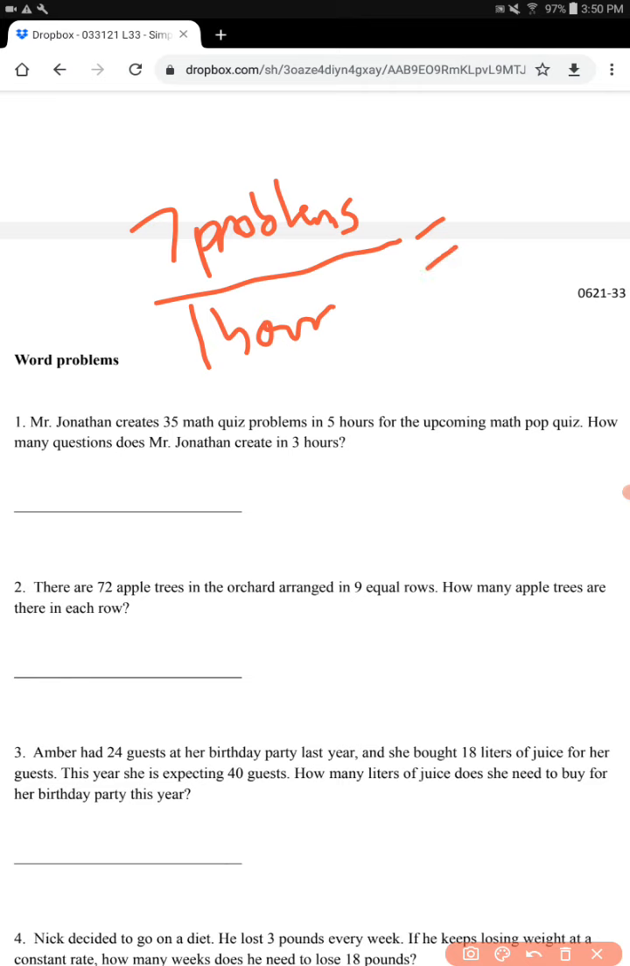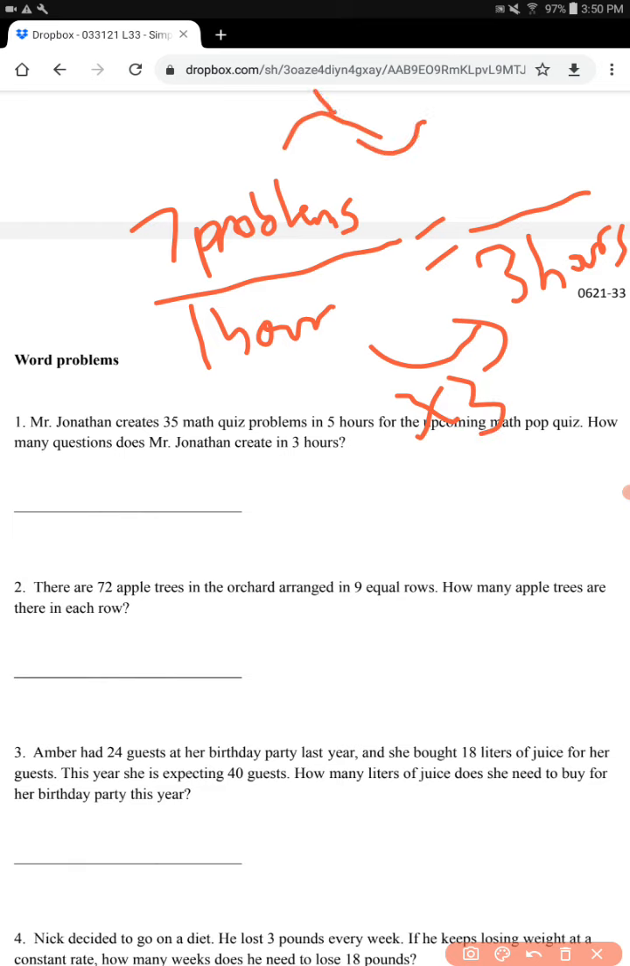And then, so how many questions can he write in 3 hours? So we're multiplying by 3 to get to 3 hours. So we multiply by 3 here. And then we get 21 problems. Yeah, so 21 questions. So all we did there was basically set up a proportion.